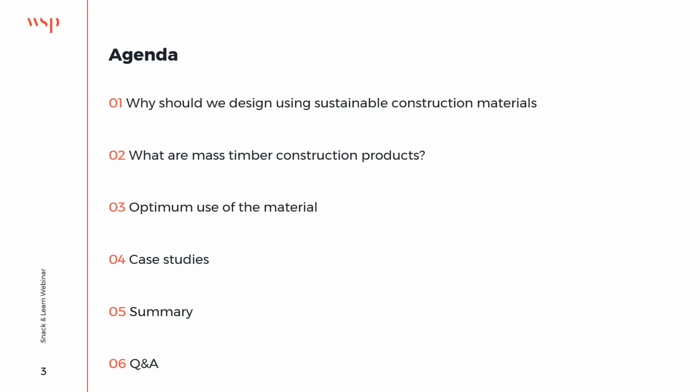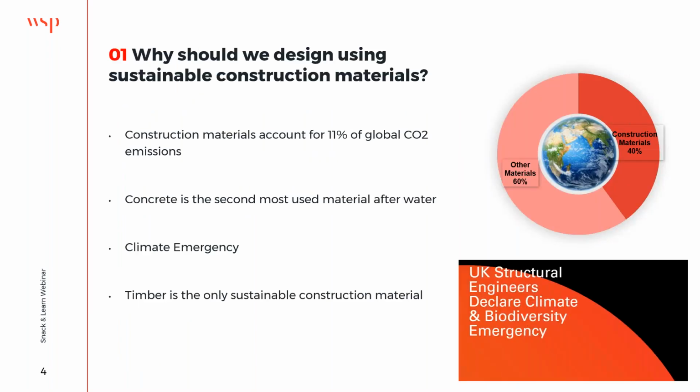So the agenda for today's talk: why should we design using sustainable construction materials? What are mass timber construction products? Gives the game away slightly there. Optimum use of the material. I've got 4 case studies to go through, a short summary, and then we'll go through some Q&A at the end. So why should we design using sustainable construction materials?